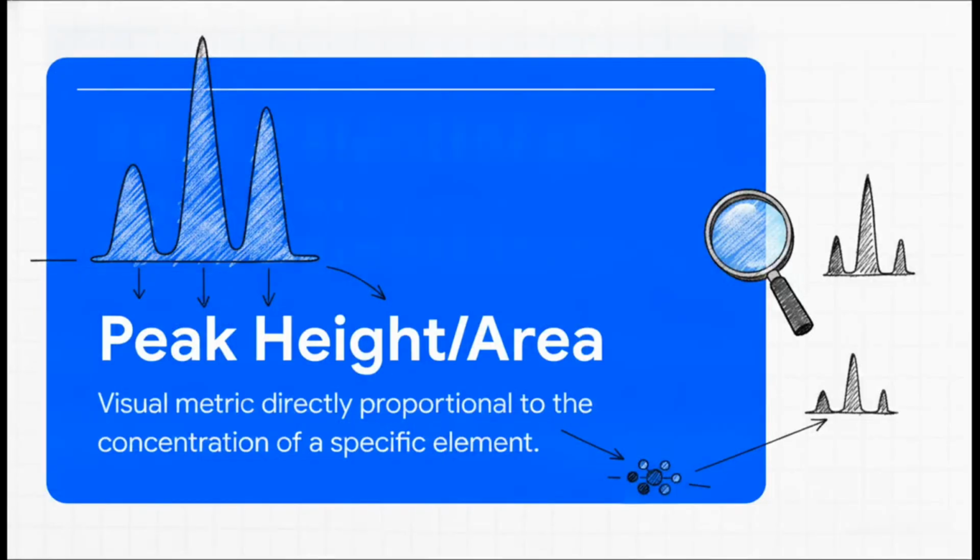But wait. It gets better. This spectrum isn't just a list of ingredients. If you look closely at the size of those peaks, the peak height, or more accurately, the total area underneath that peak, is a visual metric that is directly proportional to the concentration of that element. Simply put, we can tell not just what element is in the sample, but exactly how much of it is sitting right there. A massive peak means a huge concentration. A tiny little blip means just a trace amount.